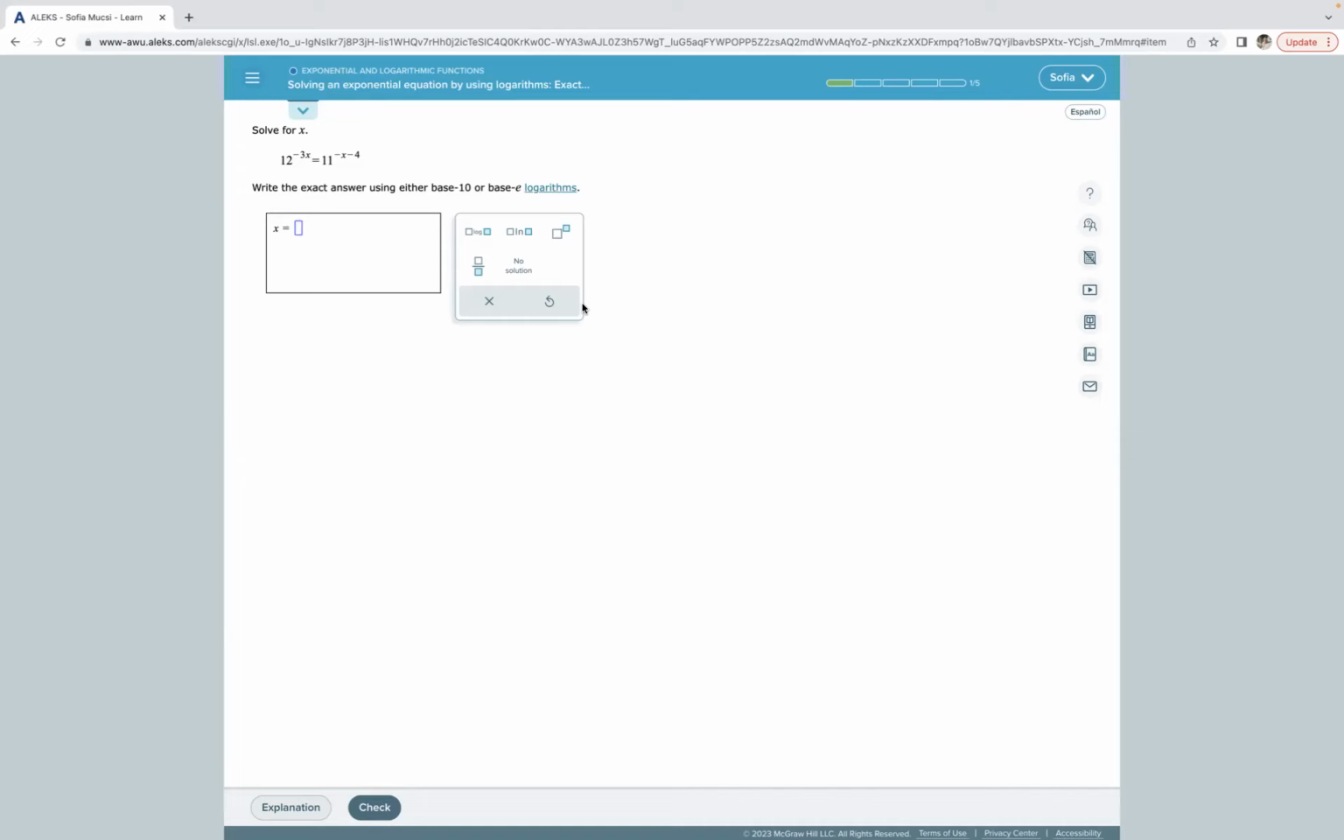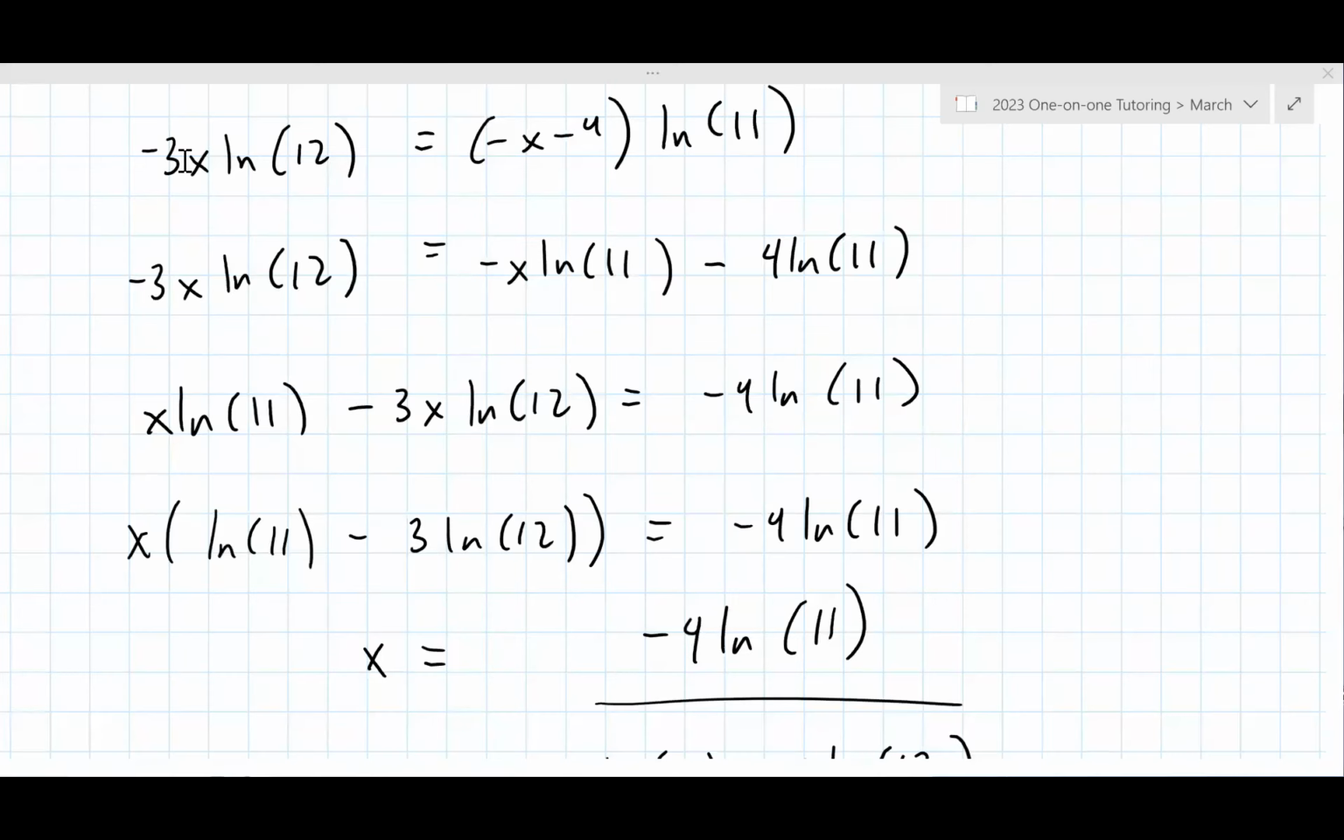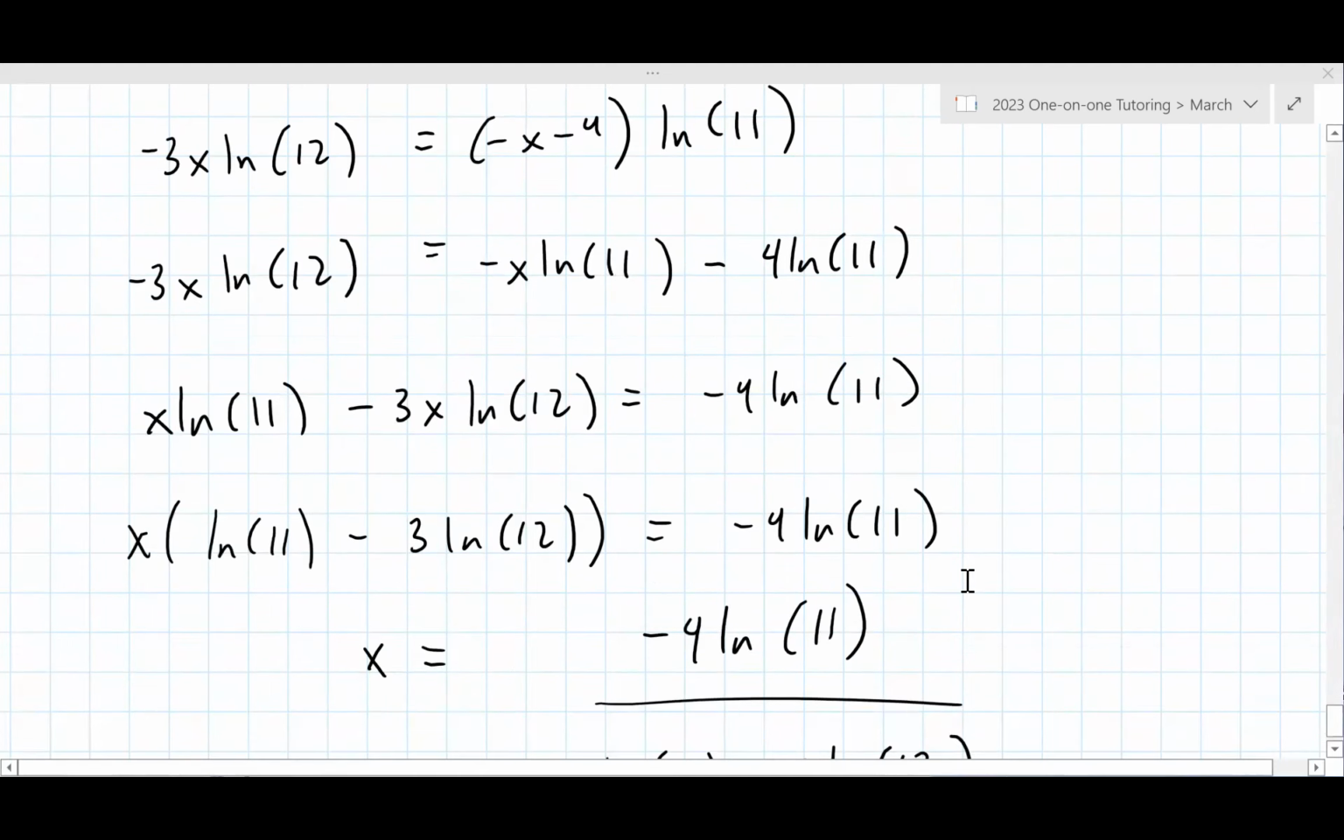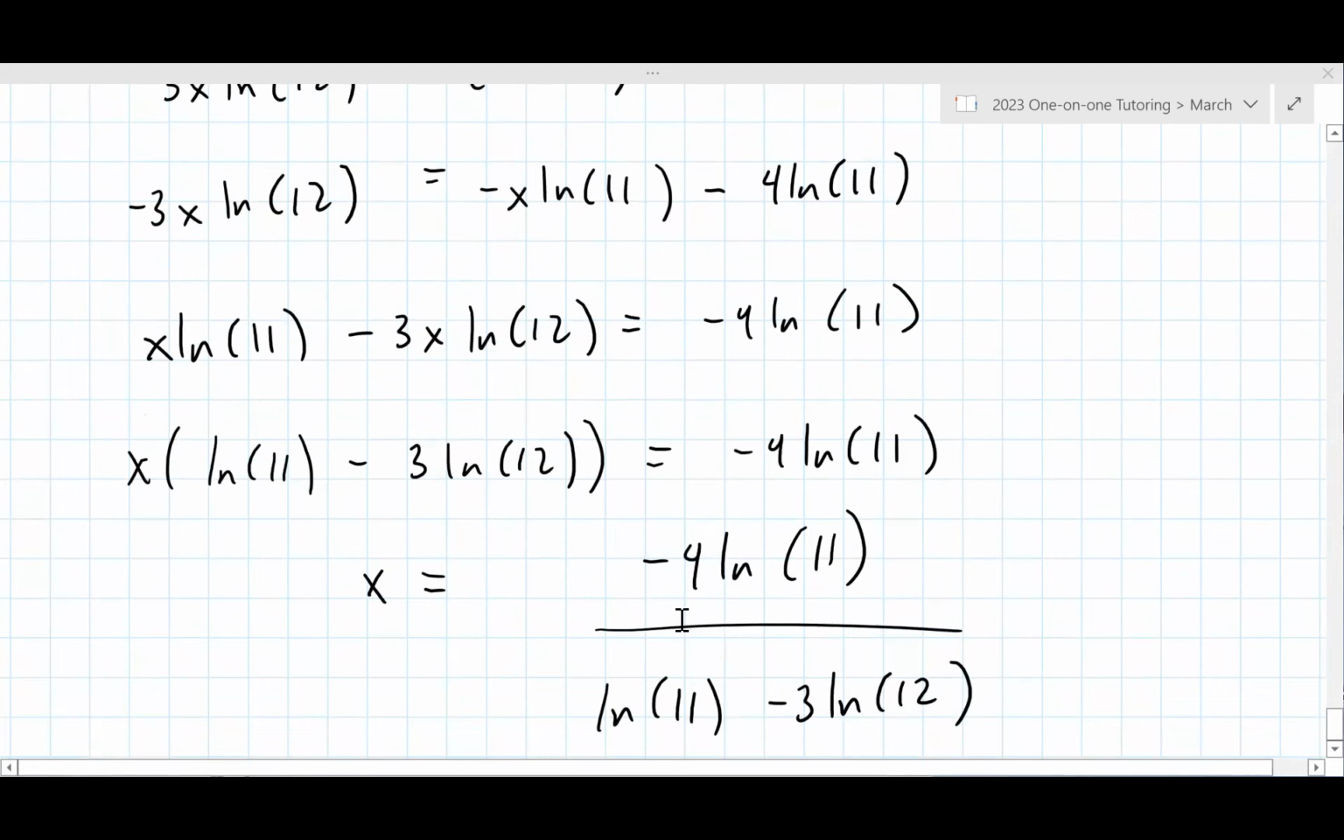These do take a little longer. Okay, I think I got stuck on one step. I have it written as negative 3x ln 12 equals x minus 4 ln 11. Let me quickly share here, and I've got it worked out. You can see this. So you have to multiply them both, and then I moved this one over to the left. Oh, okay, that's where I stumbled.